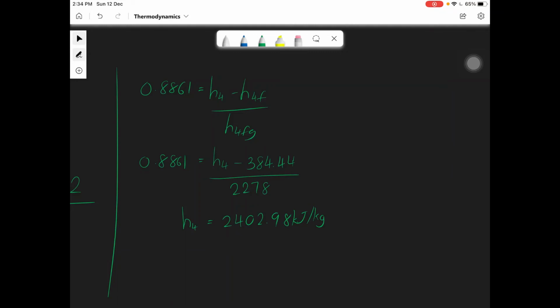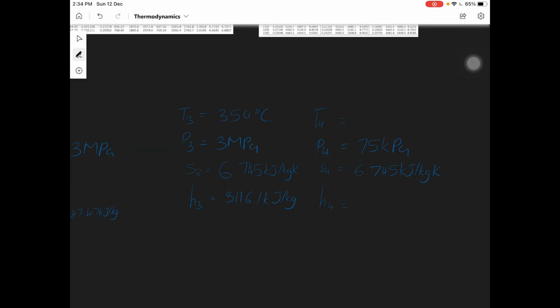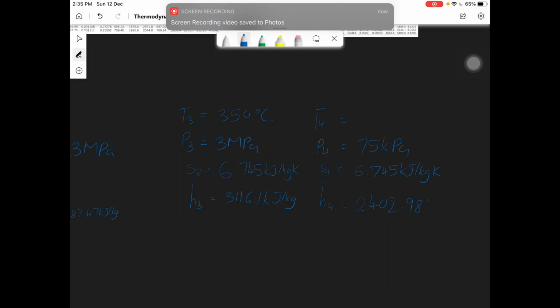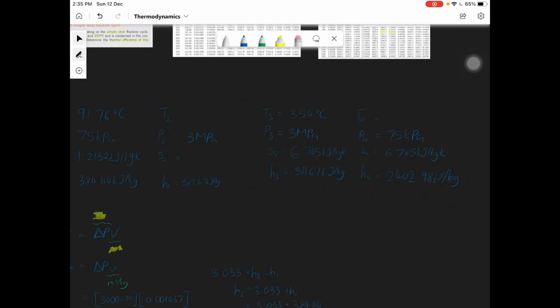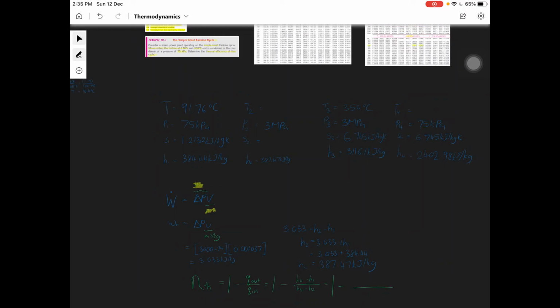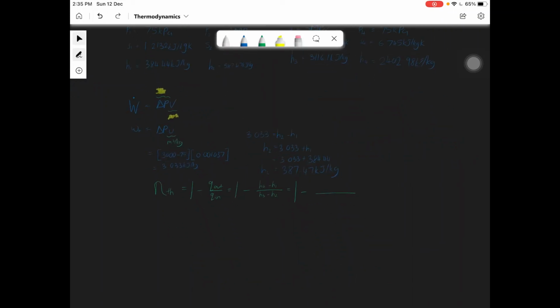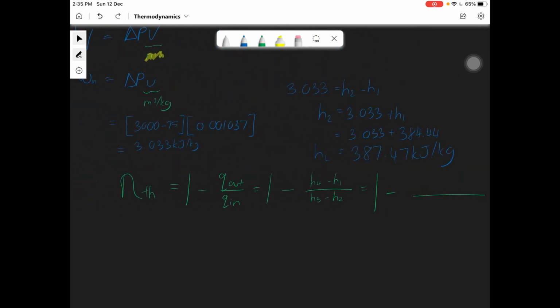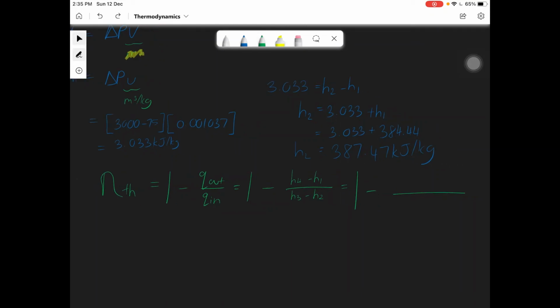Let's put it back into our summary table. Okay, summary table: 2402.98 kilojoule per kilogram. Okay, excuse my handwriting, not my best day. So we finally have determined H1, H2, H3, and H4. Now we can substitute all these values into our efficiency equation that we've derived earlier, so that we had an idea what we needed to do.